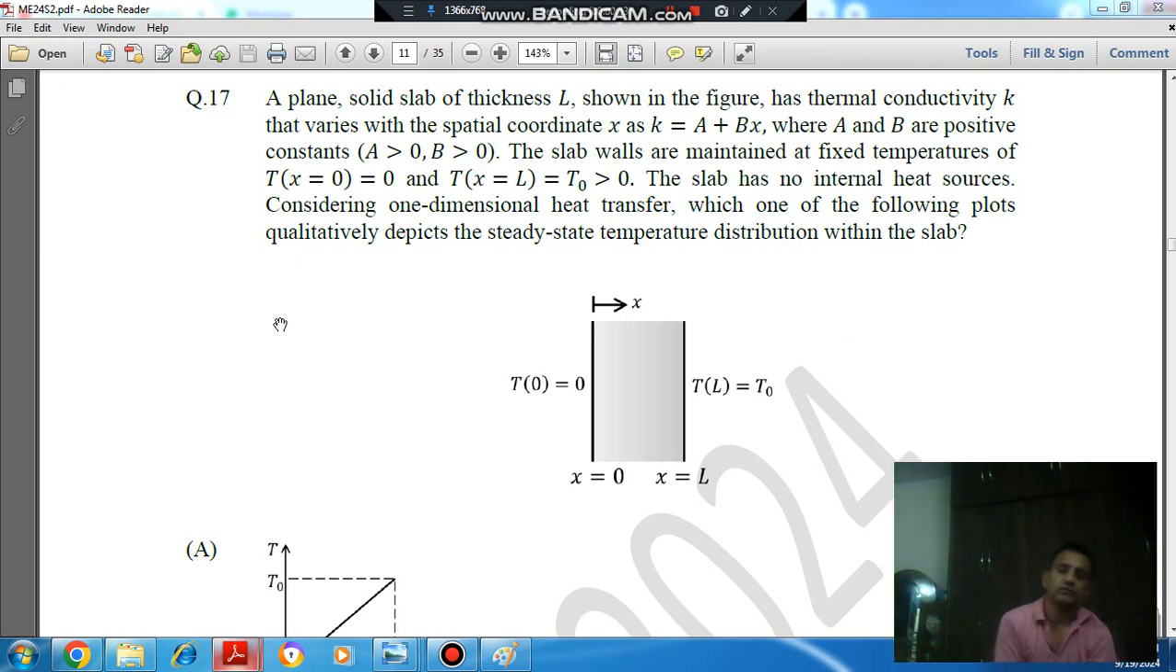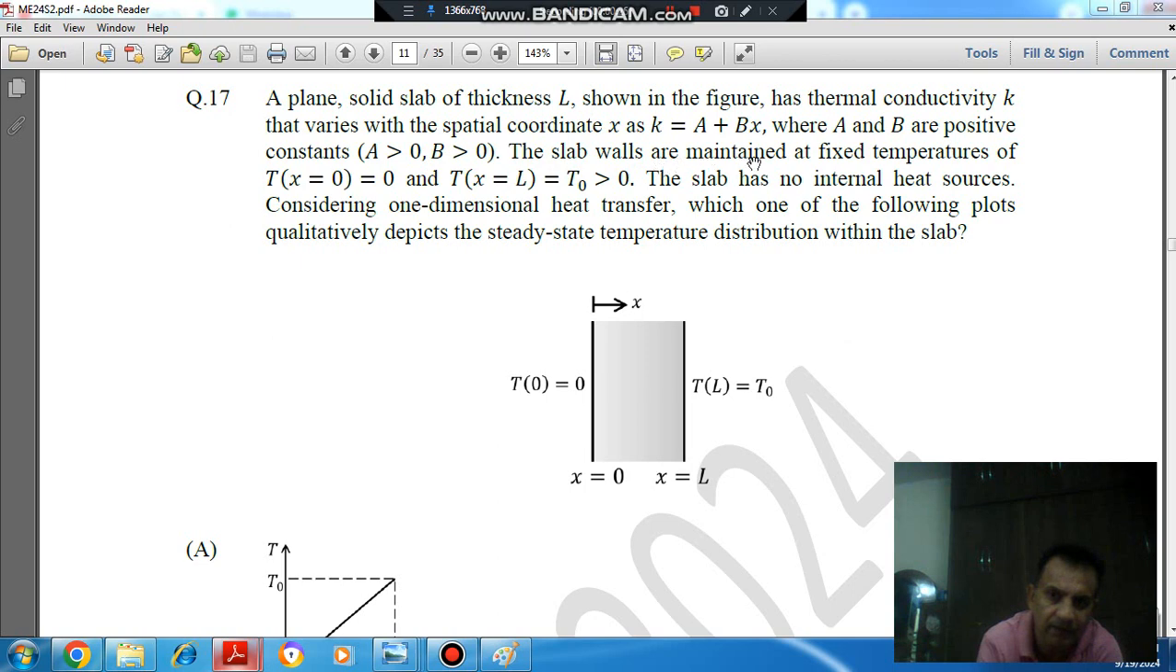Hello, welcome again. We are solving GATE 2024 Mechanical Engineering paper question number 17. A plain solid slab of thickness L shown in the figure has thermal conductivity K that varies with spatial coordinate x as K is equal to A plus Bx, where A and B are positive constants. A is greater than 0, B is greater than 0.